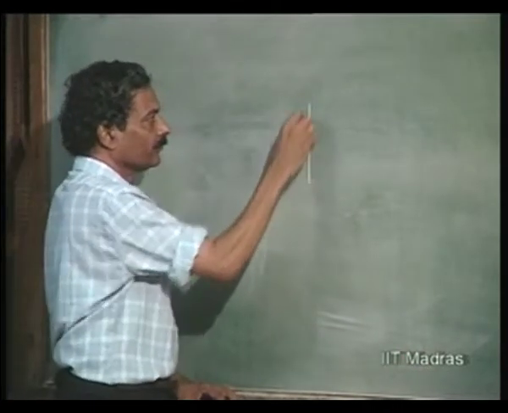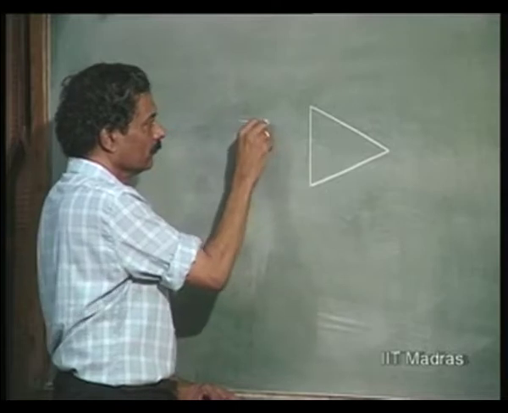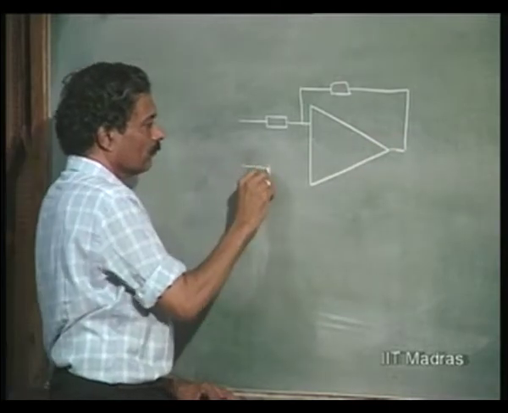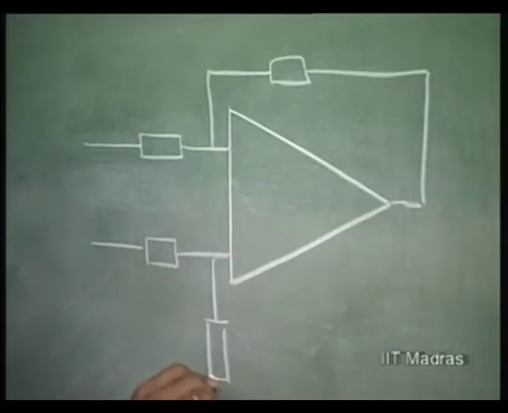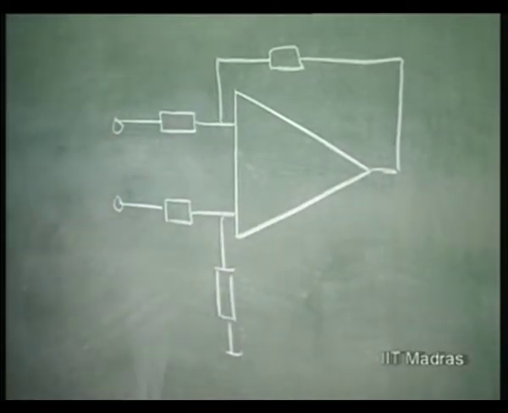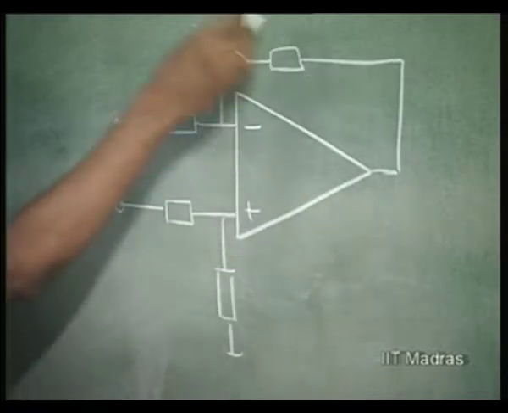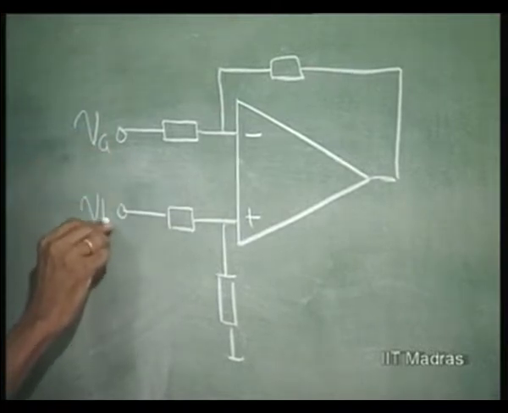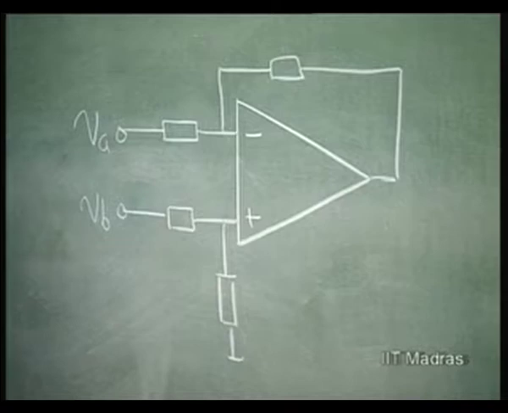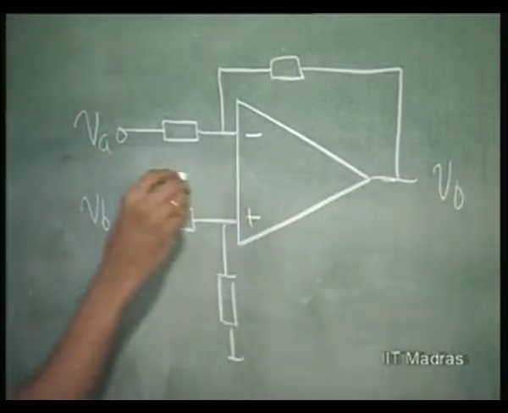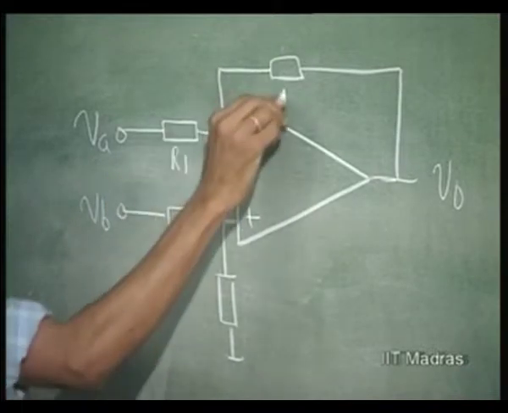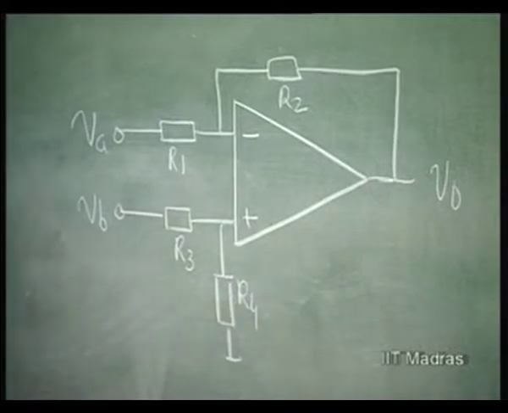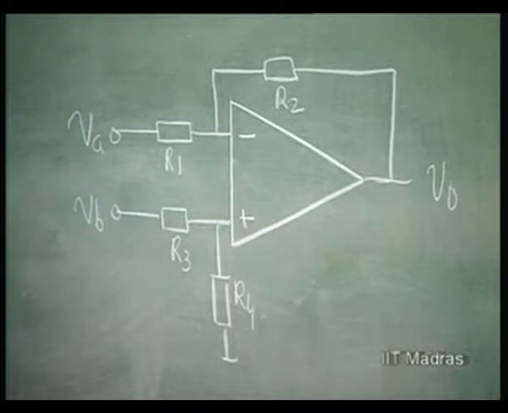Consider this circuit simply. At all times we only give negative feedback, that you should remember. This is VA, this is VB. What is the output V naught if, let us say, this is R1, this is R2, this is R3 and this is R4. That is a general configuration. Let us see how to evaluate this.